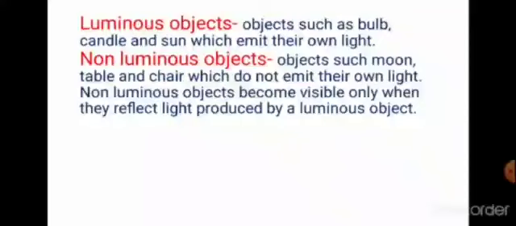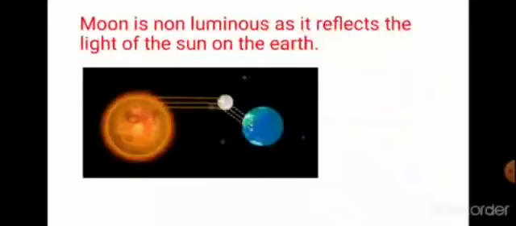Non-luminous objects become visible only when they reflect light produced by a luminous object. This reflected light, when received by our eyes, enables us to see the non-luminous objects. Moon is non-luminous. Why? Because it reflects the light of sun on earth, and as we know, sun is the natural source of light, that it is a luminous object.